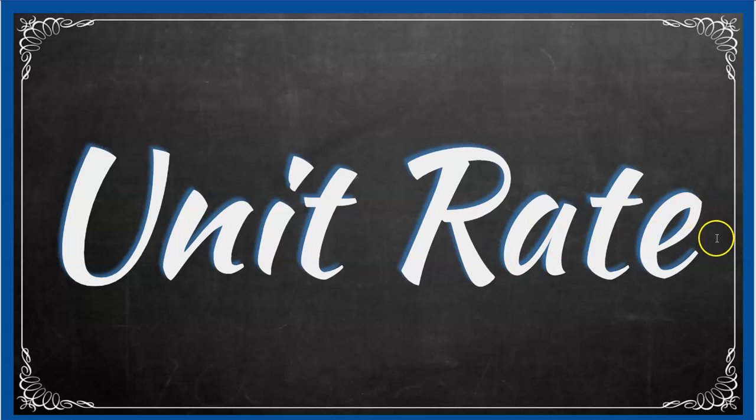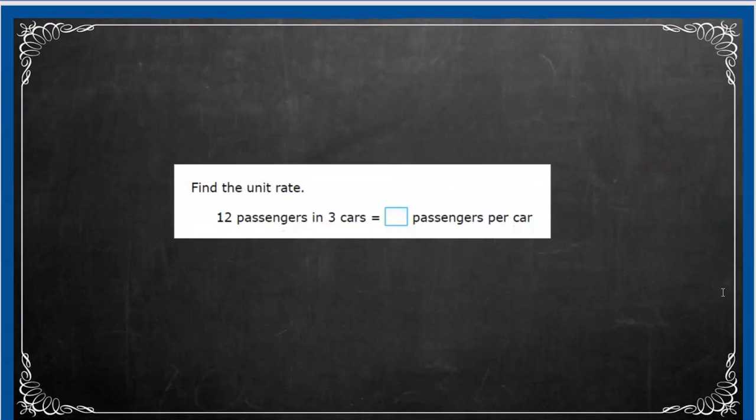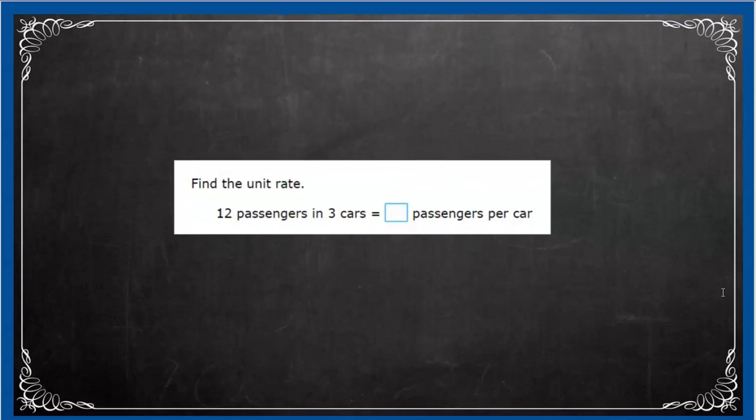This is a 7th grade topic typically, but you could be studying this in any of the middle grades. So unit rate is basically the price for one. So if you go and you buy 5 apples and you pay $10, then the unit rate would be how much one apple costs.